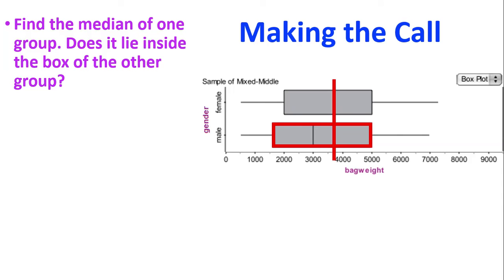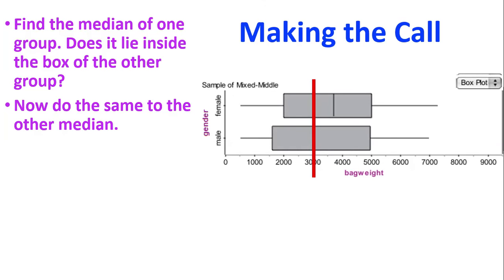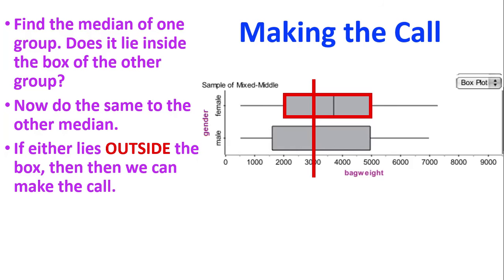Now let's double check with the other median. So that was using the median of the female. Now let's do the same thing for the other median. So here's my median of the males, and there's the box of the females. Does that lie inside or outside the box? And in this case it also lies inside the box. So what it means is that if either of them were outside the box, then we can make the call. But in our case, neither of them lies outside the box. They both lie inside each other's boxes, which means we cannot make the call.